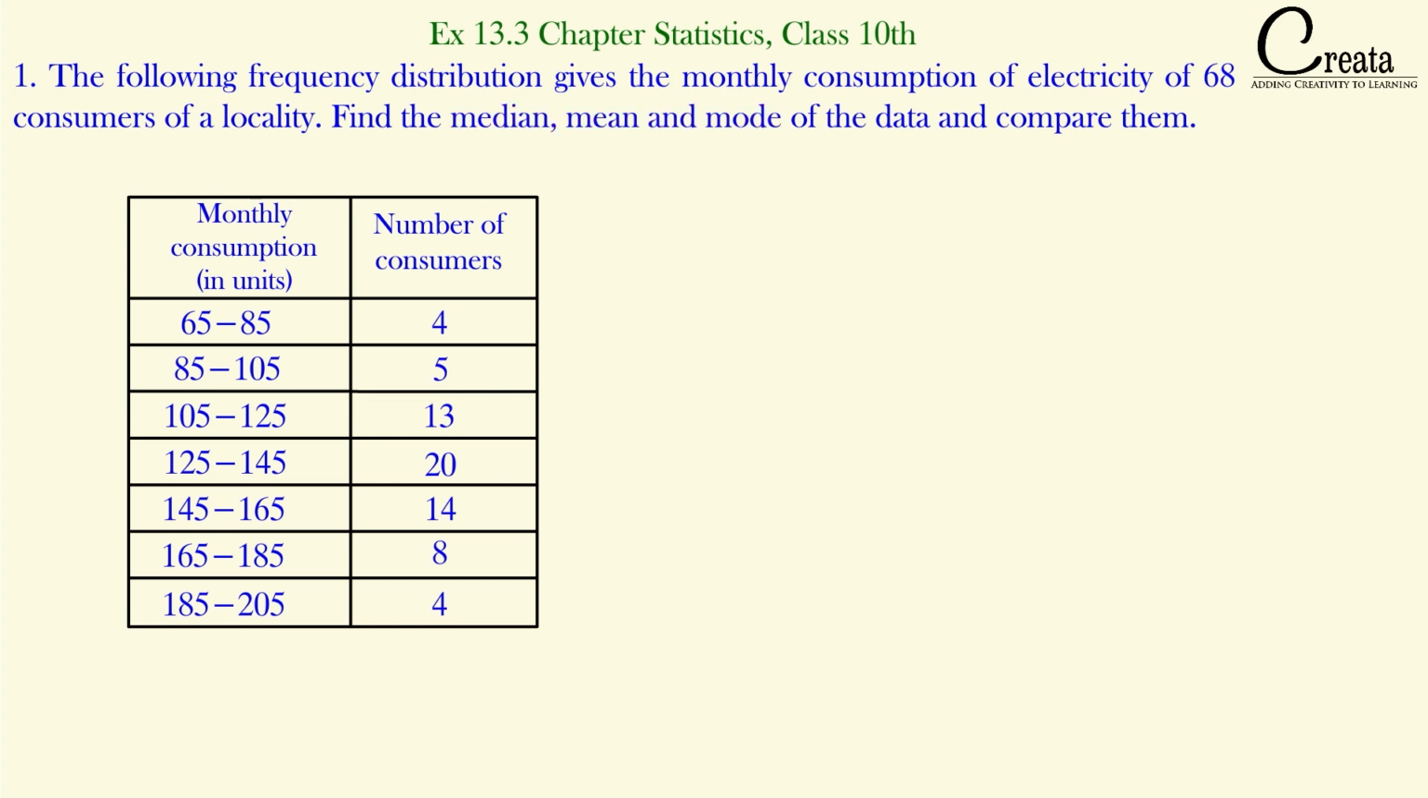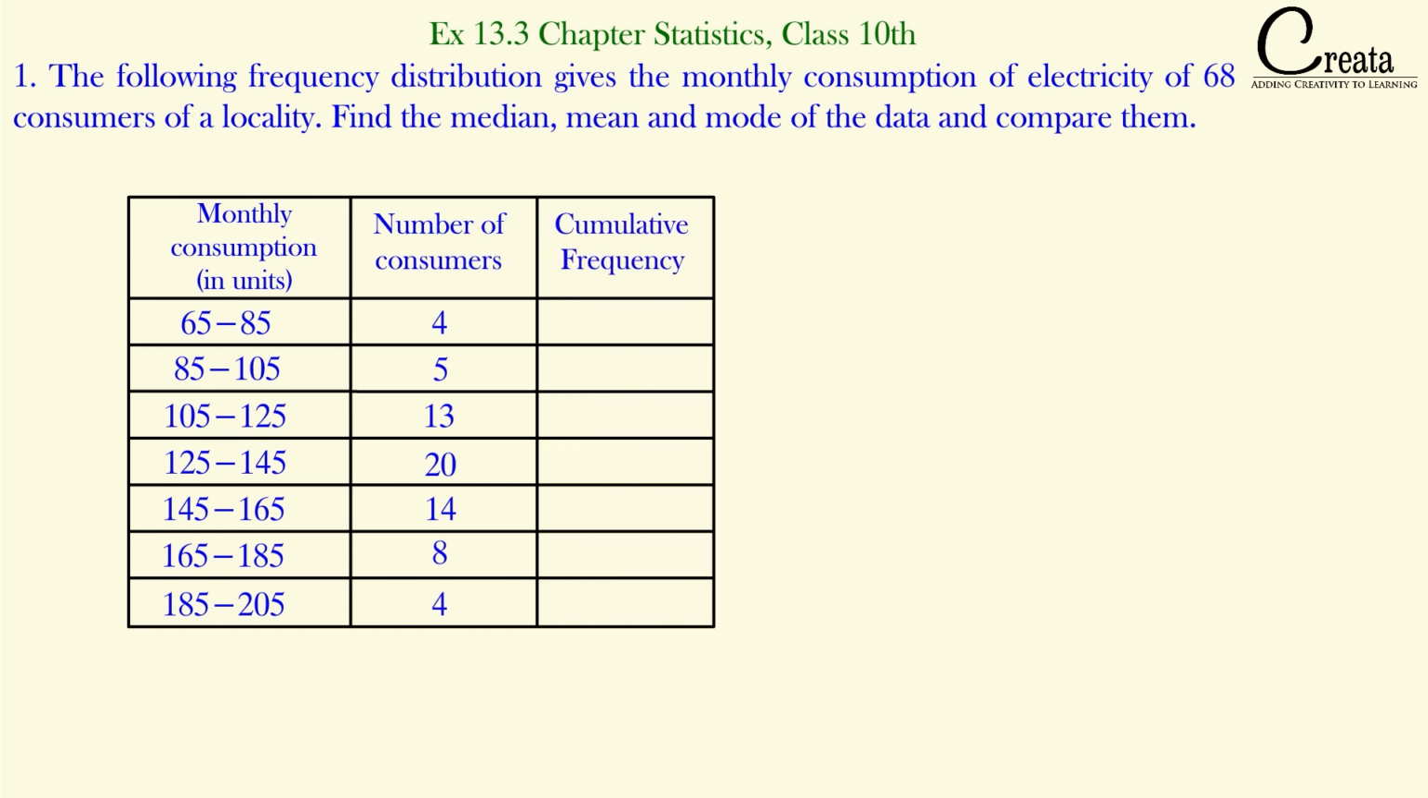Firstly, we will find the median. So what is the first step in calculating the median? The first step is adding one more column known as cumulative frequency. And what we do in the cumulative frequency? We add the frequency up to that row. Let's see what I mean.